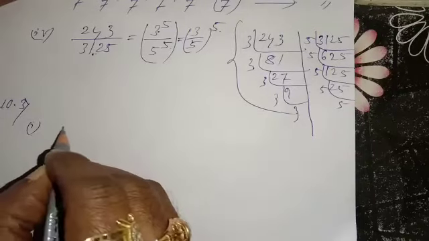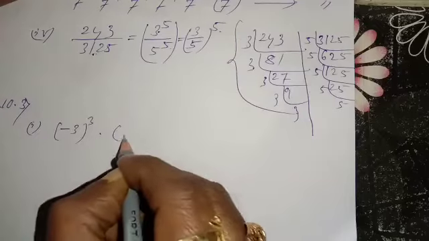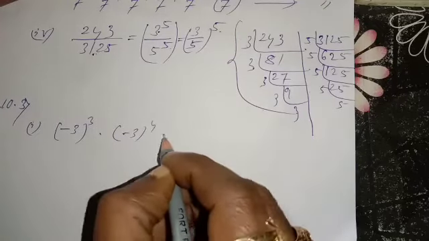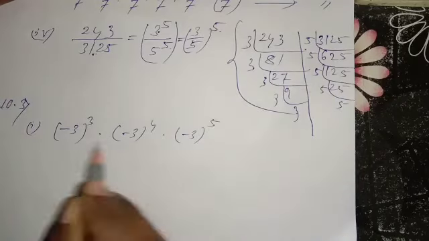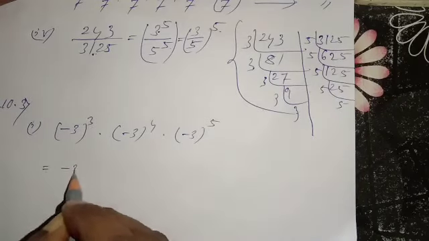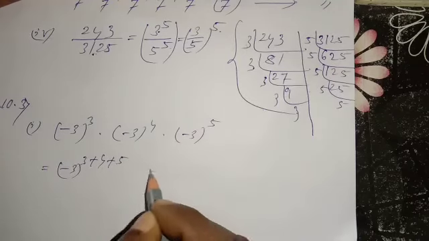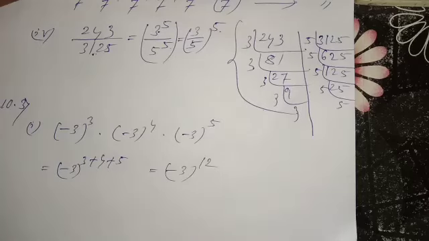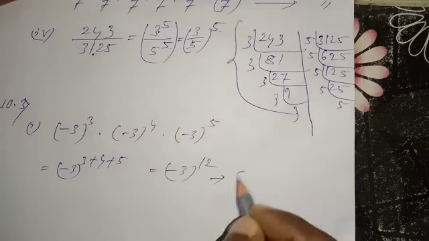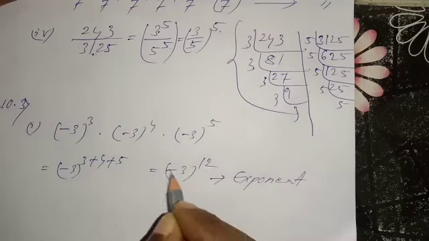Question number 3, first part. (-3)^3 × (-3)^4 × (-3)^5. Here the base is the same, that is -3, so the power is 3 plus 4 plus 5. It is coming (-3)^(7+5), that is (-3)^12. This is an exponent form, meaning power form. Here the base is -3 and the exponent is 12.